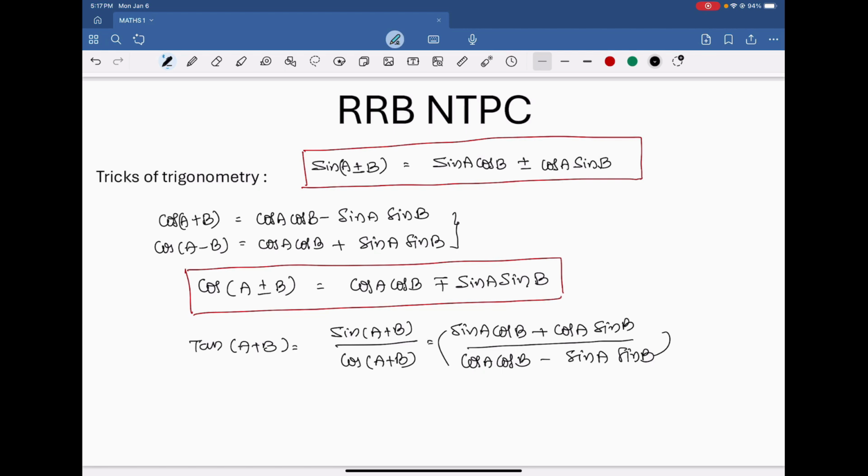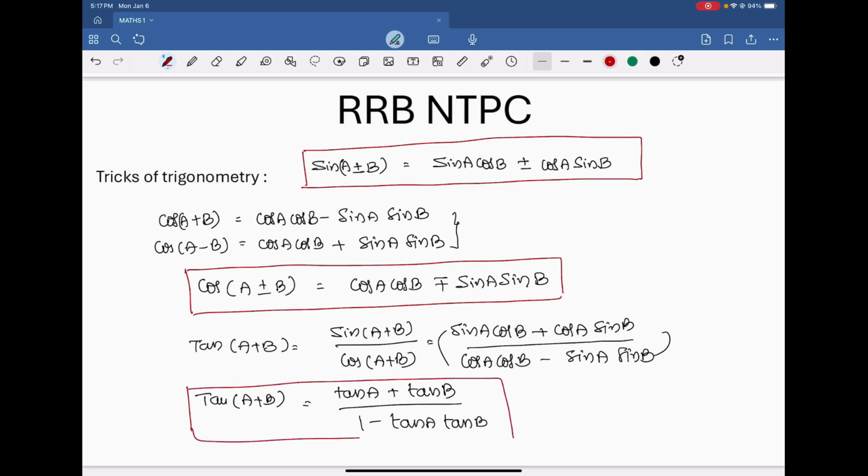This tan A plus B we have to write in terms of tan A and tan B. Tan A plus B is equal to tan A plus tan B, whole divided by 1 minus tan A tan B. This you try to prove by using your algebraical knowledge. This is also a very, very important formula. This you prove as a homework.